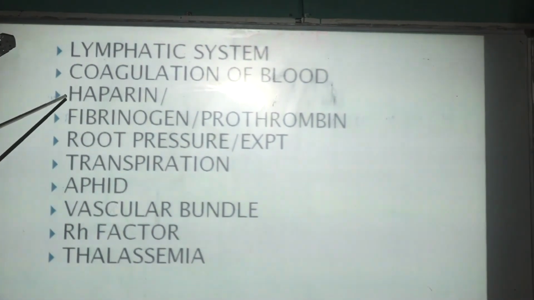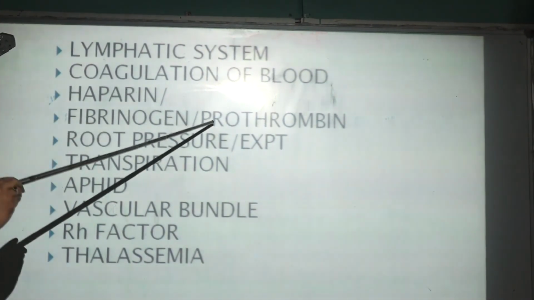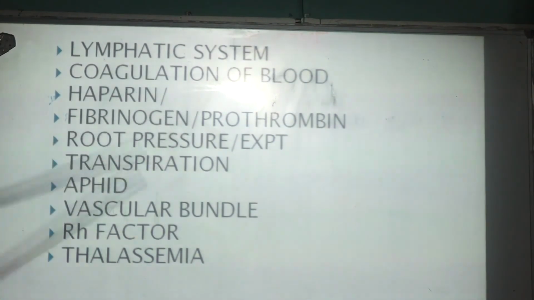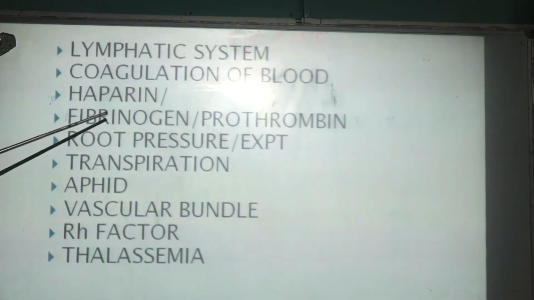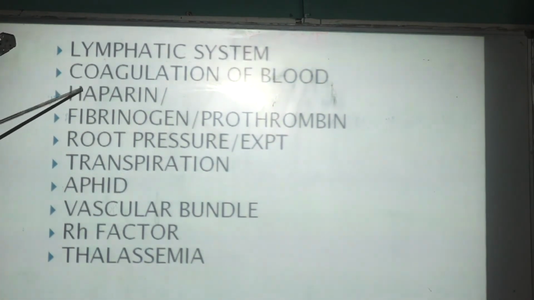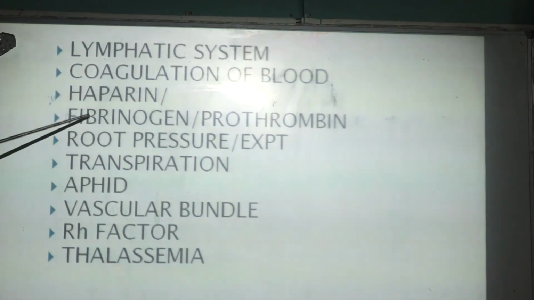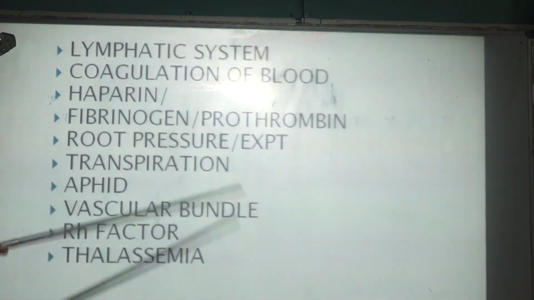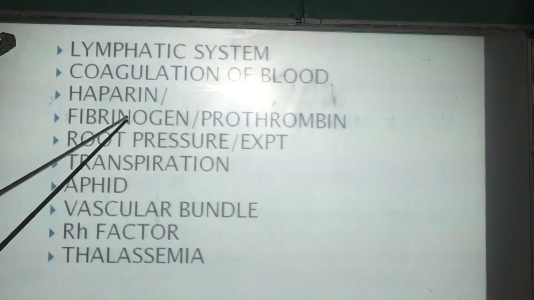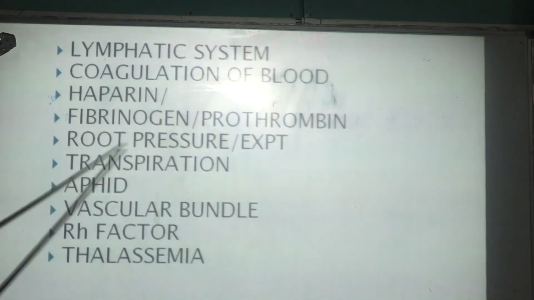Coagulation of blood: heparin, fibrinogen, prothrombin. These 3 things are very important because according to their function, these are asked. Heparin will not allow the blood to clot, but these 2 things allow the blood to clot. By means of that, 1 mark and 2 marks terminology questions are asked. Heparin is also a protein, as are fibrinogen and prothrombin. These 3 are proteins. Then a very easy experiment in this chapter is root pressure.